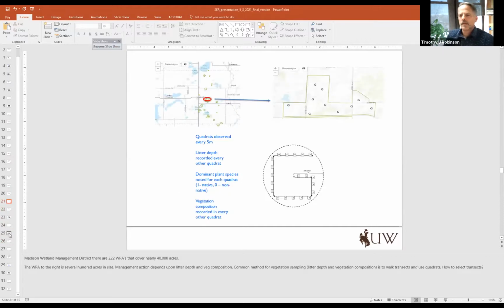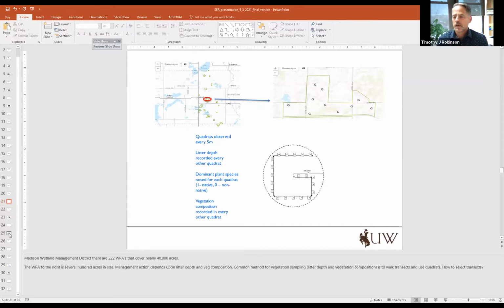Looking at this particular page, there are really 2 questions of interest. As I mentioned, there were 222 WPAs, and they did not have the resources to go out and monitor every one of those WPAs every single year. So the first question is, how many of those WPAs are we going to go to? And the next question is, once we go to a WPA, how many transects are needed to achieve that plus or minus 4% precision that I talked about?